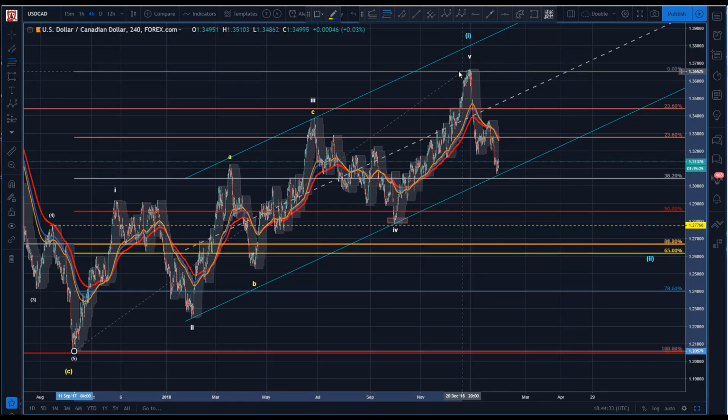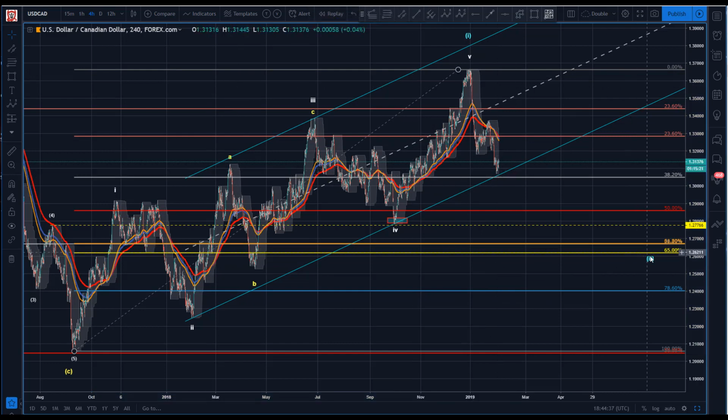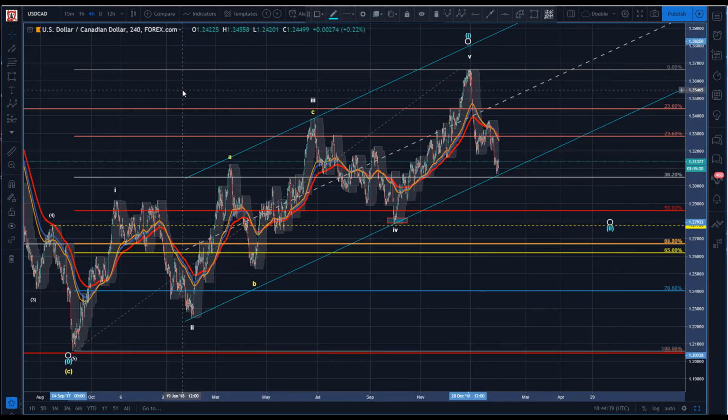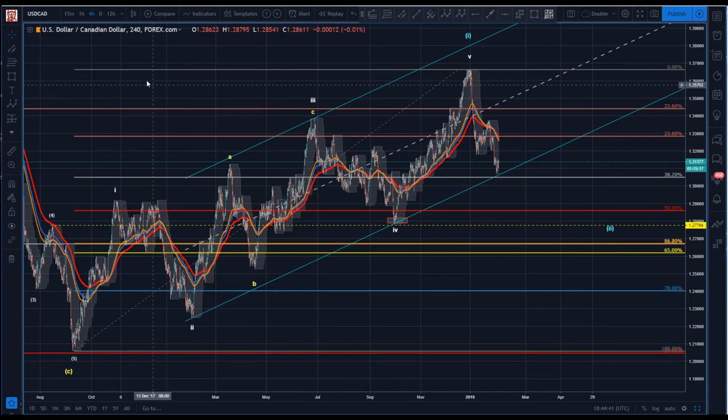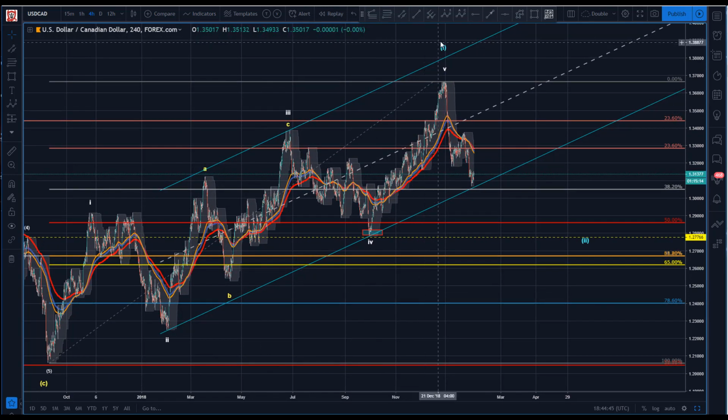Well, we're just going to draw up the 50. Well, we've made the 38. So that's a good segue. All right, so the potential alternate here. There is an alternate here that has to be considered, and that would be that we have a larger ABC. So it's almost like the S&P.